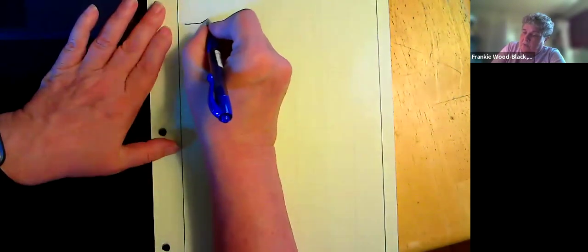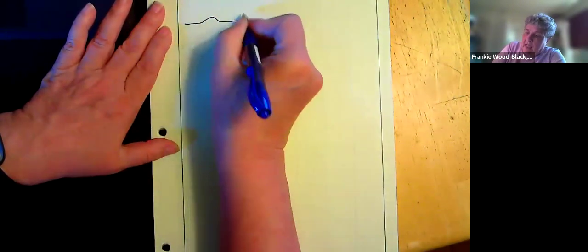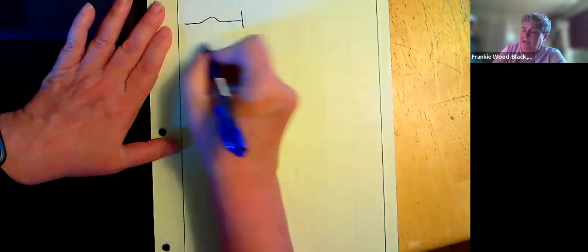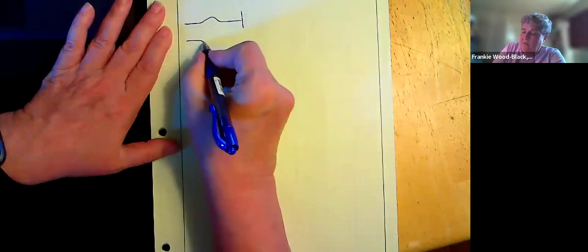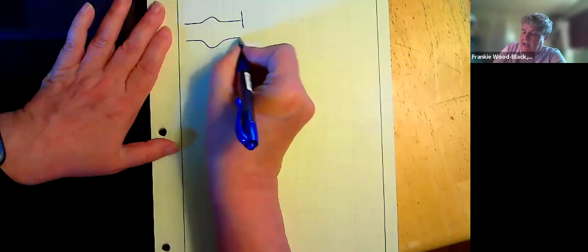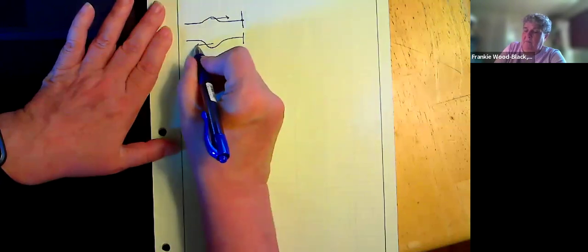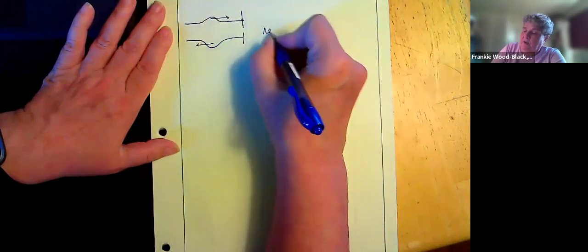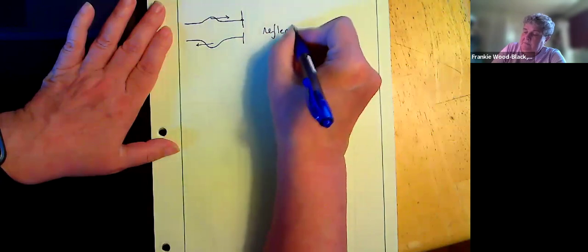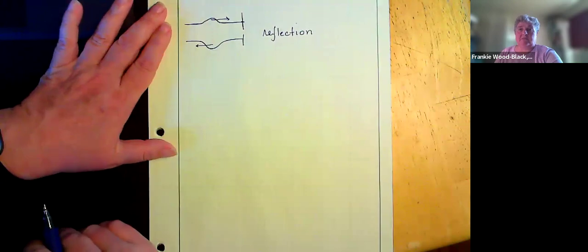We want to cover one other idea. So if I have my pulse going through and it hits a wall, it's going to reflect. So it's going to come back and look like this. If it's traveling this way, and I've got an end here, it's going to go back that way. So we look at reflection, how a wave bounces off of an object.